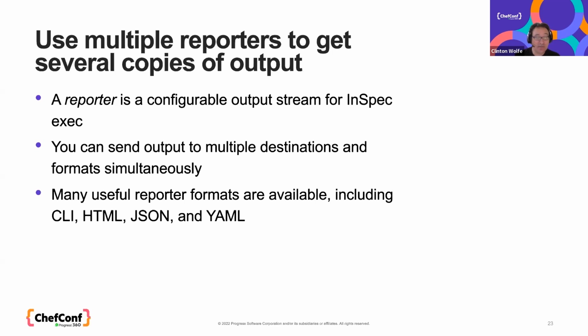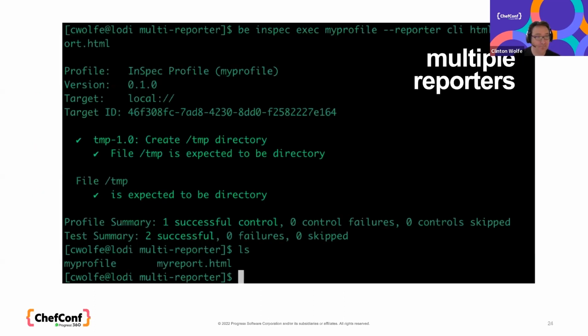There's many useful reporter outputs available, including command line output, which is the default. There's HTML, JSON output, which is great for machine processing, and YAML output. There's all kinds of output formats available. So you can use multiple reporters. I'll give a quick example of that.